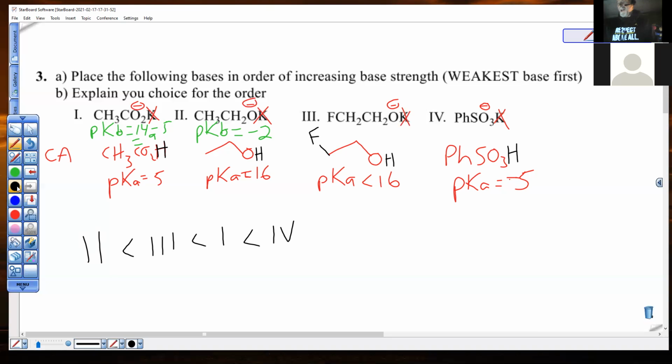This is highly stabilized by resonance. You don't even have to show me that. Just know that the reason why toluene sulfonic acid or benzene sulfonic acid is such a strong acid is the base is really stable. Stabilized by resonance.